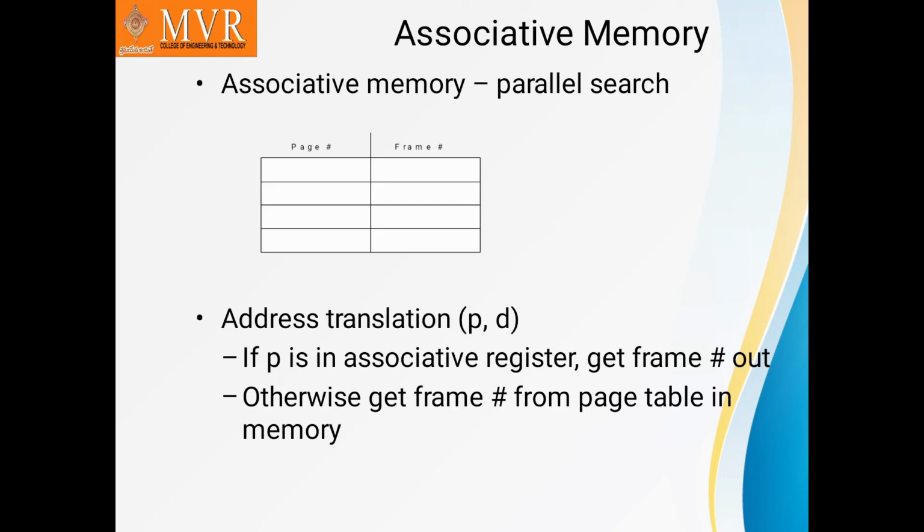This is the associative memory. In this associative memory it is a parallel search. In this parallel search, the page number and frame number are searched in parallel using address translation. So in this address translation, it gets the frame number from the page table.